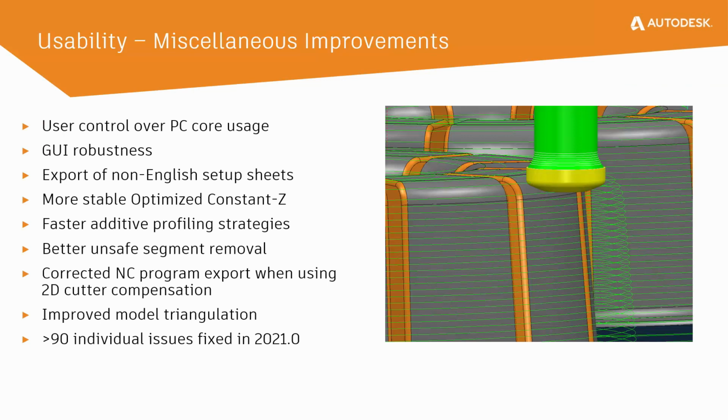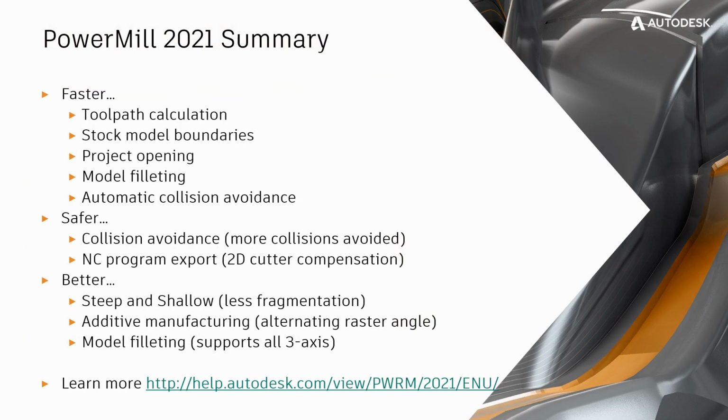We've also improved the reliability of our 2D cutter compensation capabilities with NC programs, outputting safer, more reliable toolpaths, as well as more than 90 other individual issues that we've identified and fixed in the 2021 release. So in summary, PowerMill 2021 is faster, it's safer, and it's better than pretty much all of the previous releases that we've seen in recent years.